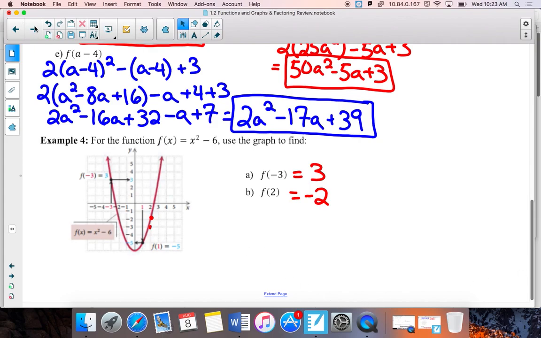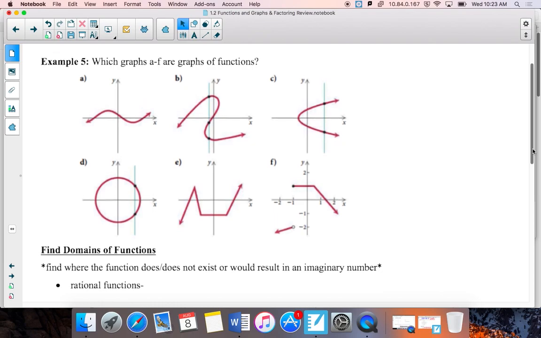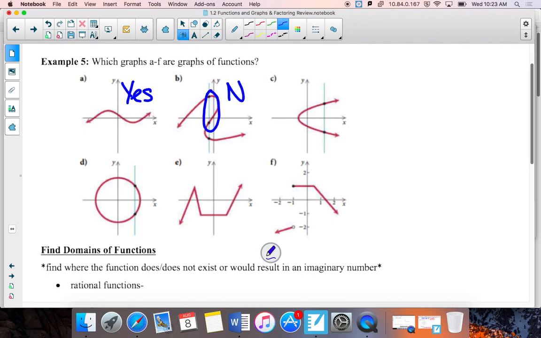So going on to the next page, we have our vertical line test to see if it is a function or not. If a vertical line intersects with our graph more than once, then it is not a function. So no matter where we put a vertical line on A, it will not cross it more than once, so this is a function. Here we see it crosses it twice, so this is not a function. This one also crosses it twice, so not a function. Again, if it crosses it multiple times, not a function.